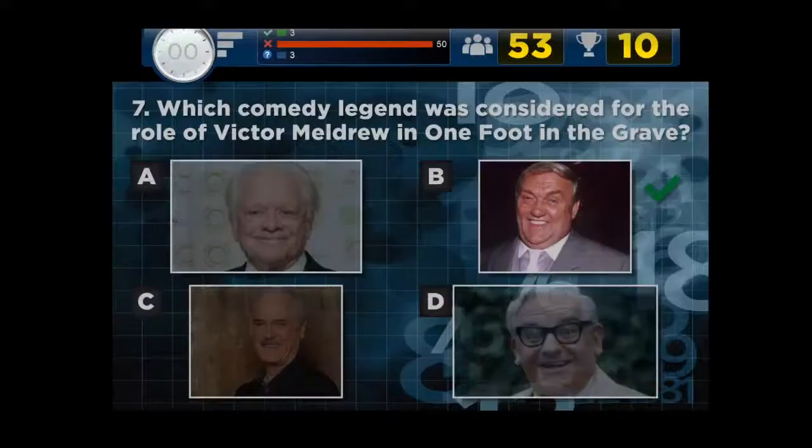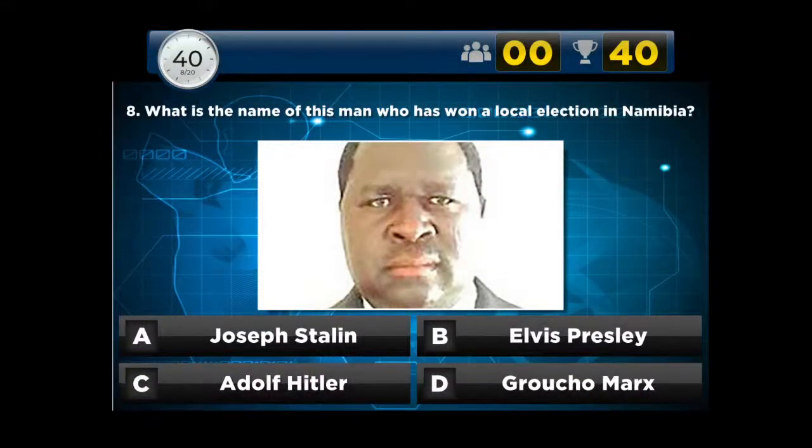On to question 8. What is the name of this man who has won a local election in Namibia? Is it Joseph Stalin, Elvis Presley, Adolf Hitler, or Groucho Marx? So that is the famous name of this man who's pictured here, who's won a local election in Namibia. Joseph Stalin, Elvis Presley, Adolf Hitler, or Groucho Marx? 15 seconds left. Most people have answered. Just 4 remain.